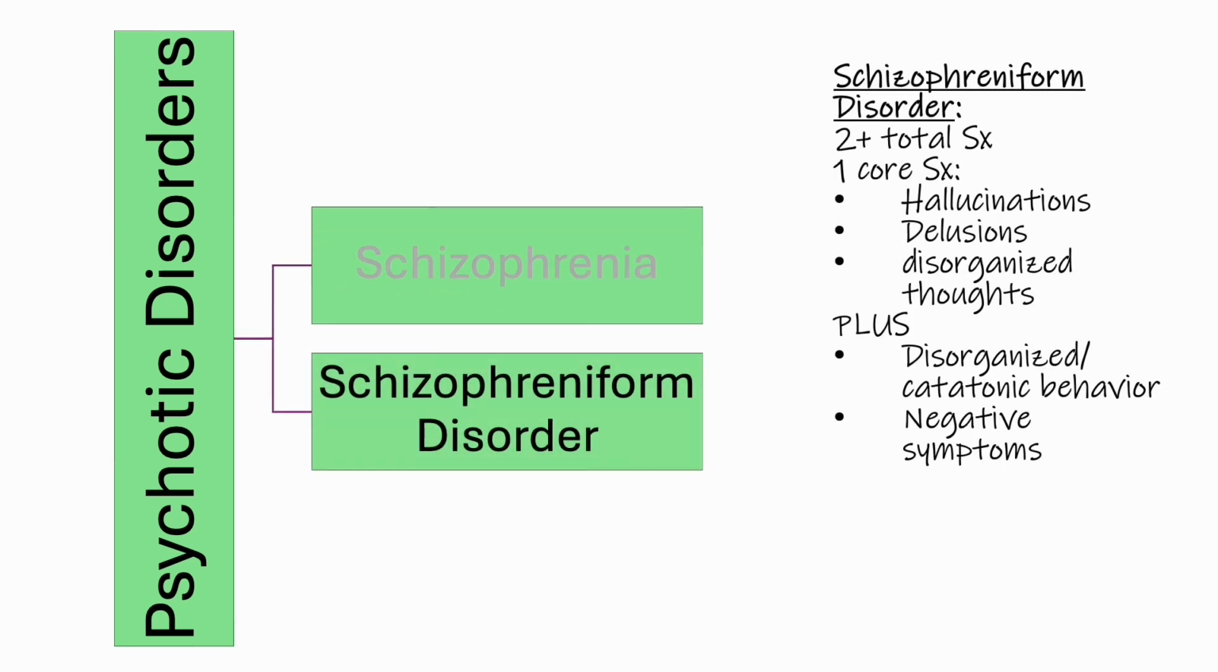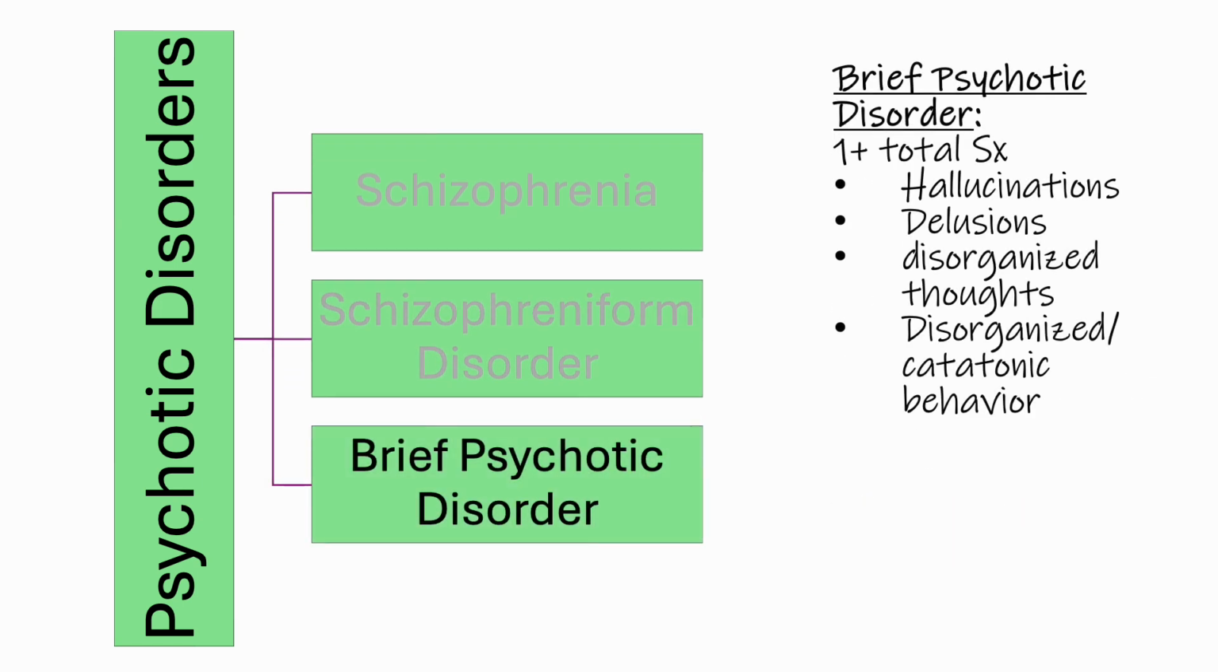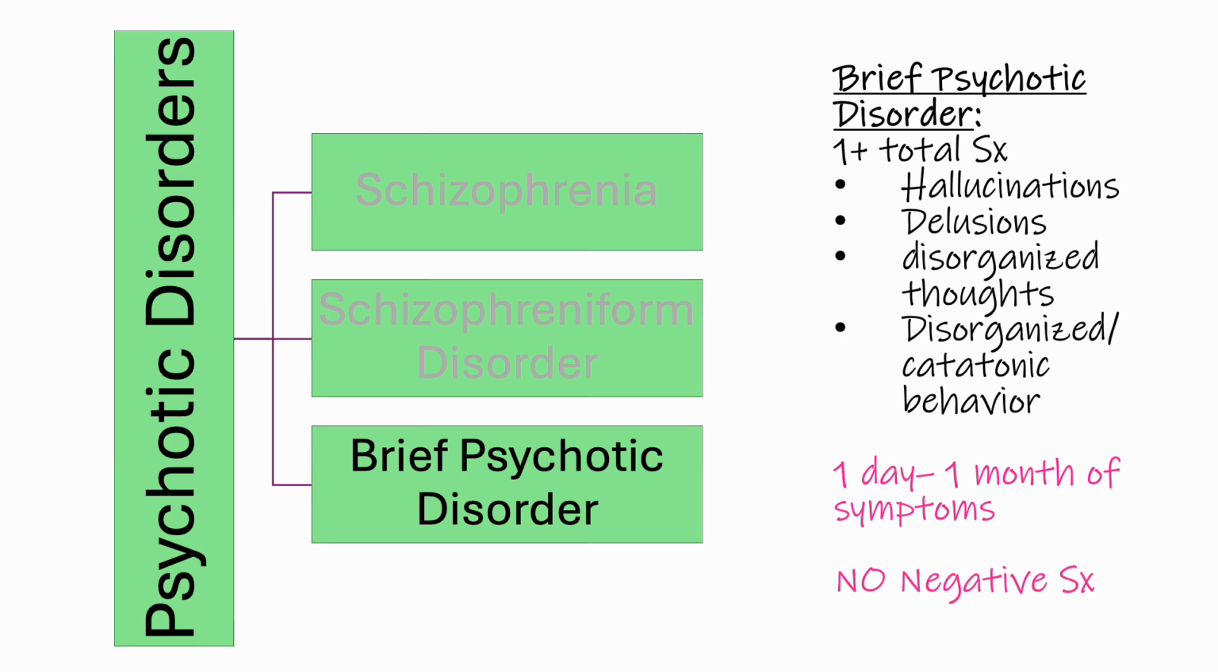Schizophreniform disorder is characterized by exactly the same criteria as schizophrenia, but a shorter time frame, 1 to 6 months of symptoms. In brief psychotic disorder, at least 1 positive symptom of psychosis is active for more than a day, but less than a month. And negative symptoms do not count for this diagnosis.